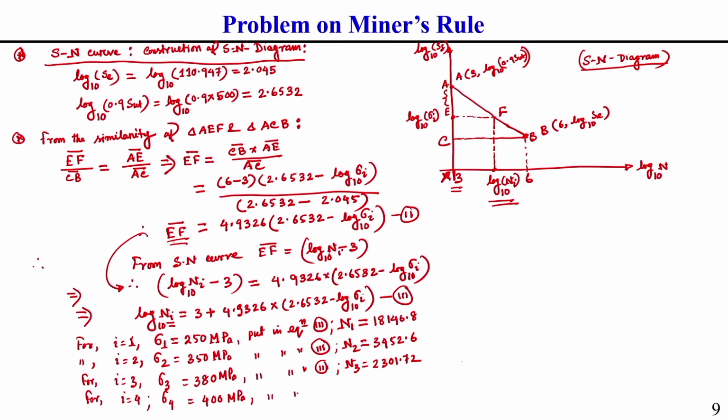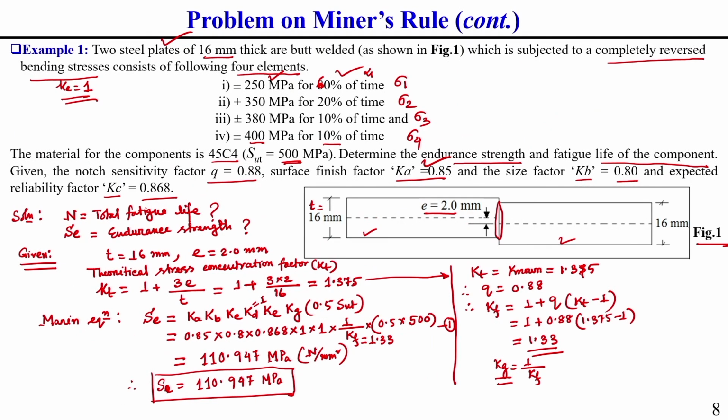Okay. Now, for I equal to 4, sigma 4 equal to 400 MPa is given. Put this value in equation number 3, and we will get N4 as 1786.72. Okay. These are the numbers of cycles you can calculate from the SN curve using equation number 3.